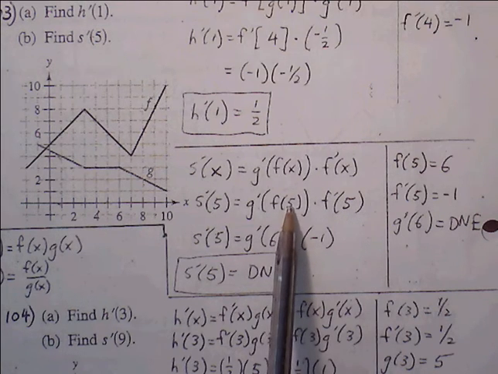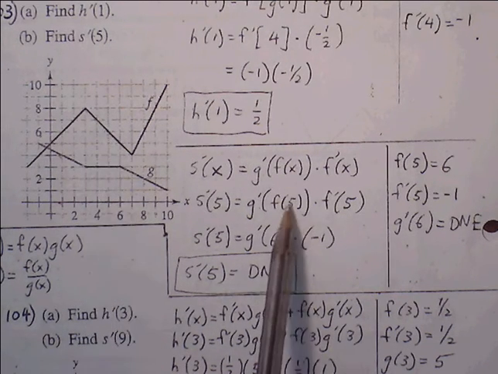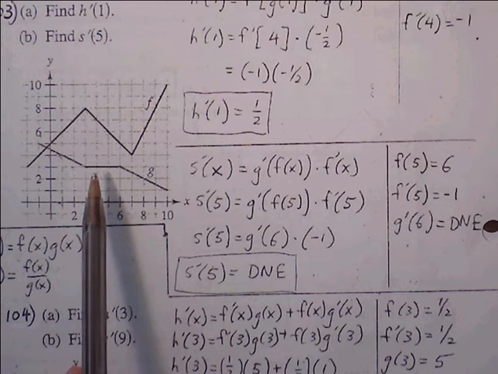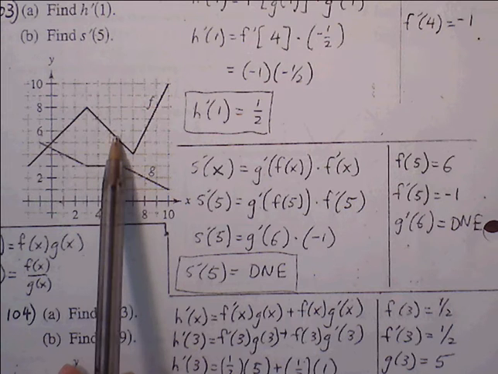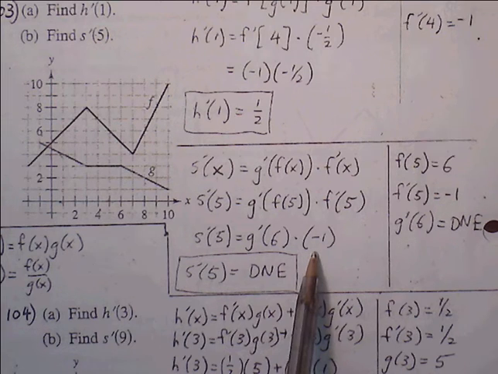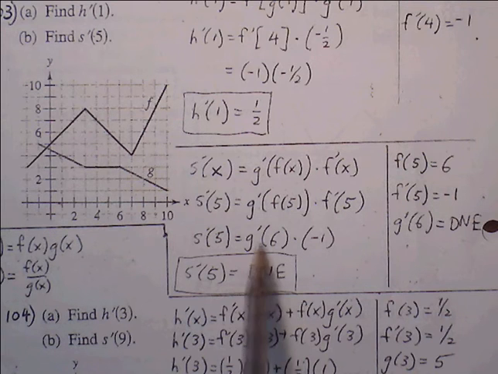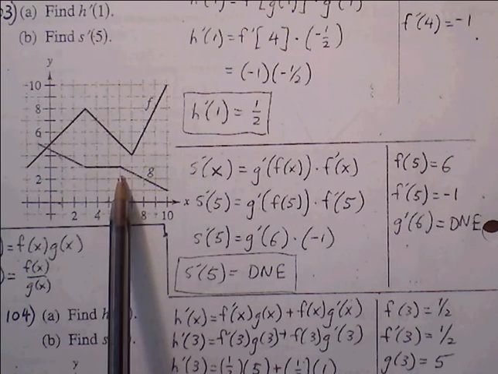So now we can further evaluate using our graph. F of 5, we see, is 6. So f of 5 gets replaced with 6. And then f prime of 5 would be asking for the slope of the f graph at 5. The slope of the f graph at 5 is at this point, and this point has a slope of negative 1, so down 1 over 1. Then we have found what f of 5 is, so we can further evaluate the problem. So g prime of 6 is asking for the slope of the g graph at 6. The slope of the g graph at 6 would be at this point.